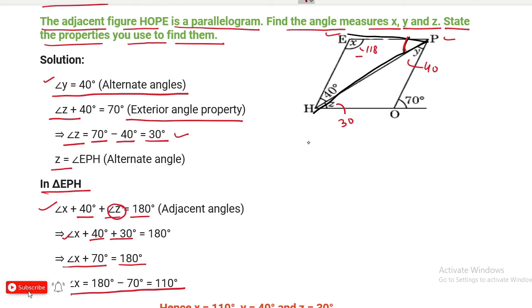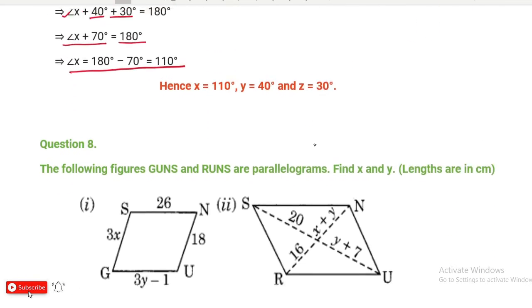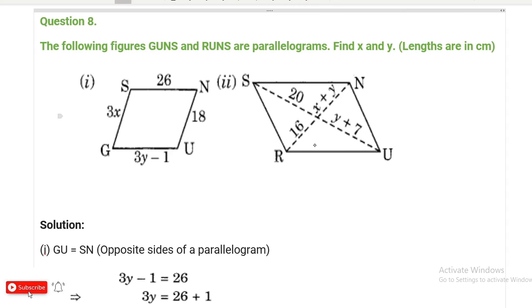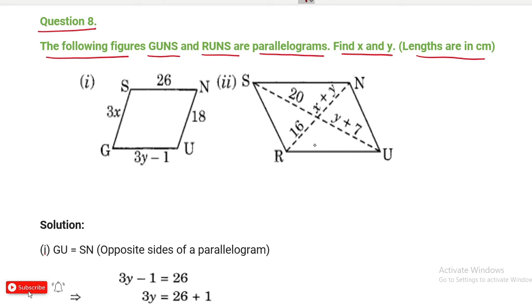Now the next question, number 8. The following figures GUNS and RUNS are parallelograms. Find X and Y lengths in centimeters. Here are two figures, and in these two figures we have to find out the values of X and Y in length. So at first we solve the first question.